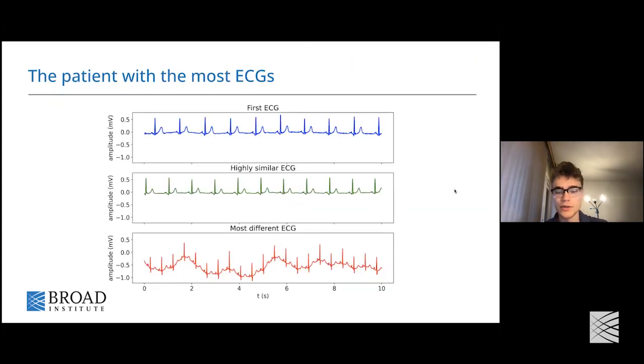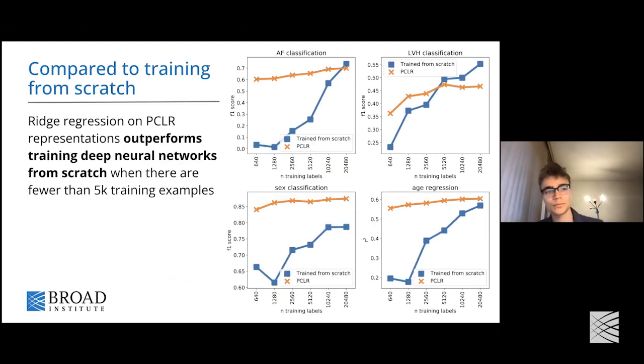And so we've seen the training results, 94% accuracy at pairing ECGs. How effective are the representations of the ECGs for downstream tasks? This is what we actually eventually care about. So we're going to compare using a ridge regression on the patient contrastive learned representations to classify 4 different tasks to training a neural network from scratch on different sizes of labeled data sets.